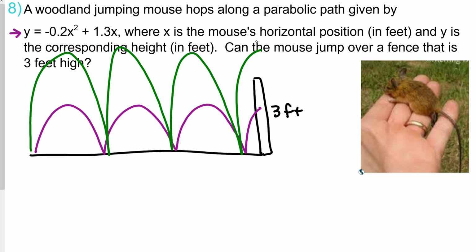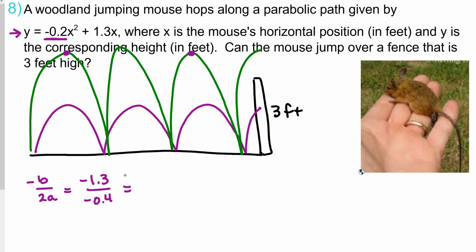What do we need to know? When you look at the equation, you notice there's a negative leading coefficient, so that tells you the parabola is opening down. You need to know the maximum point. You need to know the y-coordinate of the maximum and find out if it's above 3 feet or not. So let's go ahead and find that. So first, to find the x-coordinate of the maximum, we use the opposite of b over 2a, and that would be negative 1.3 over negative 0.4.